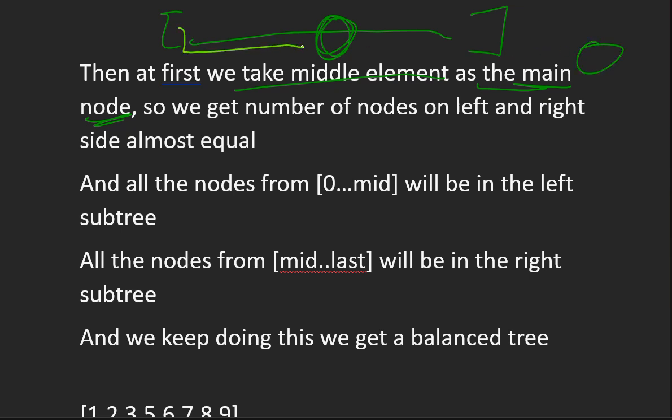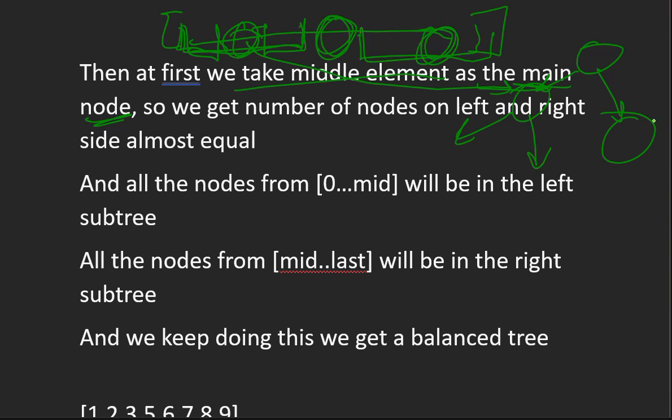Then as our tree is a binary search tree, all the nodes before the middle will be present on the left part of this, and all the nodes after the mid to the last will be on the right part. Again, in this part, if we take the mid element as this node, then this part will be on the left side of it and this part on the right side. Similarly, in the right part, if we take the mid element as this node, then this part will be on the left part of this node, and this part on the right part of this node.